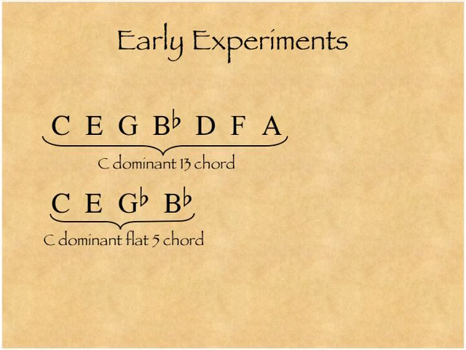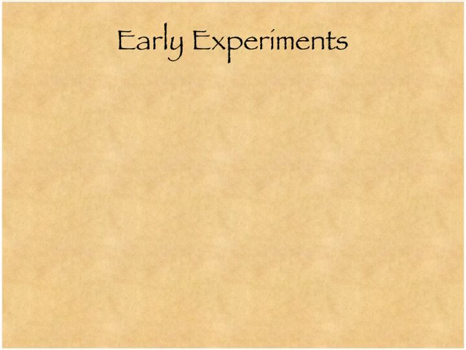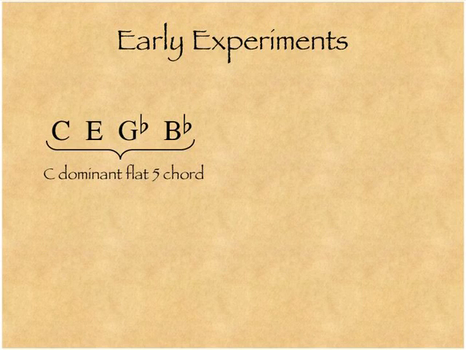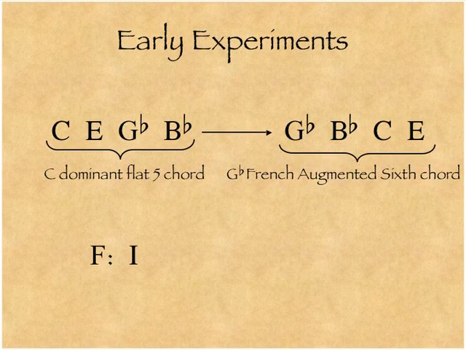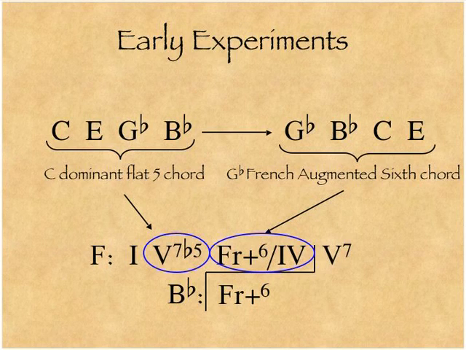Triadic extension and chromatic alteration can also be combined, as in the dominant flat 9 chord. These chord extensions and chromatic alterations open a wider range of possibilities for chord progressions. Taking the C dominant 7th flat 5 chord and reordering the notes so that G flat is first instead of C creates a French augmented 6th chord in the key of B flat. Putting these two chords, the C dominant 7th flat 5 and the French augmented 6th chord in B flat, next to each other in a chord progression allows for a modulation from the key of F to the key of B flat by way of these two chords.